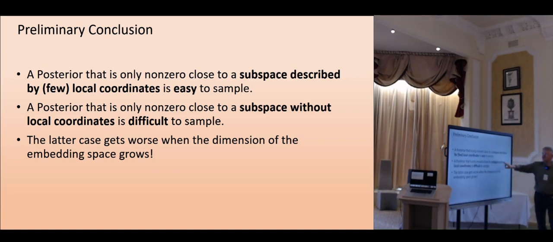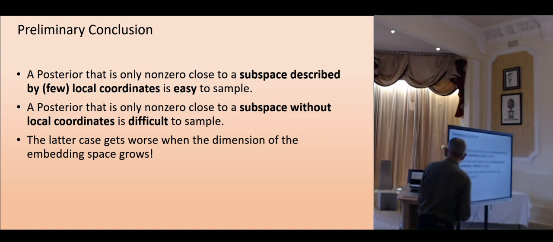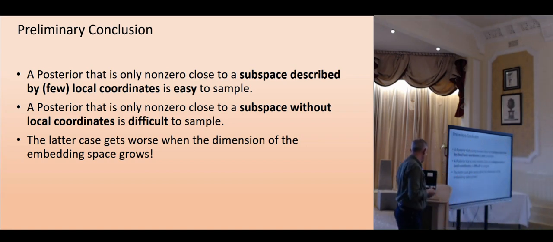A posterior that is only non-zero close to a subspace without local coordinates is difficult to sample. And that's probably an understatement. It's difficult. It's horrible to sample. And the worst thing is that the difficulty of this non-parametric snake grows with the dimension of the embedding space. So the bigger the surrounding space is, the worse this is. So you can see it's really complicated how the dimensionality and degrees of freedom are working here.